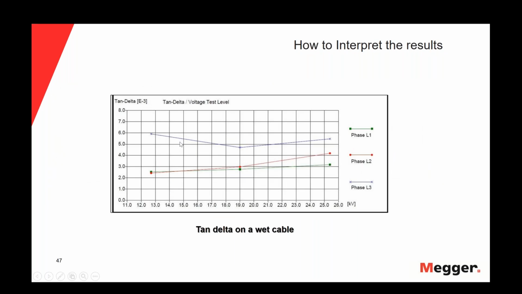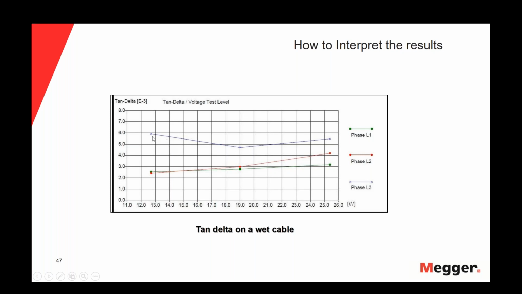And the last one is, we'll say, a little strange behavior, because what is really strange is that we start the test and we have very high values of the tan delta. But as we continue doing the test, we improve the values of the tan delta, and when we reach the 19 kV, there is some kind of stabilization of the tan delta, and we start to have a normal behavior.